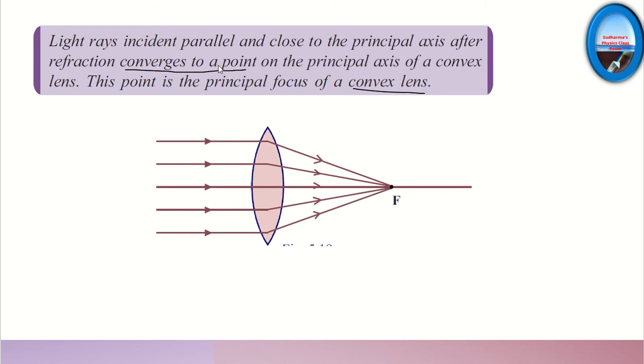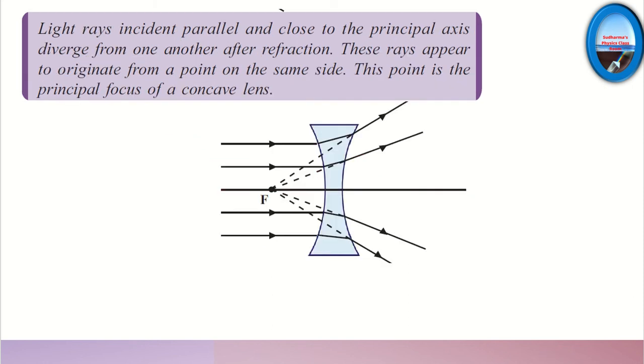We need to know the term because we will get questions. A converging lens. The moment you see the word converging lens, it is a convex lens. The rays will be coming towards a particular point. It is converging to a point on the principal axis. That point is called the principal focus of a convex lens. Then how about a concave lens?